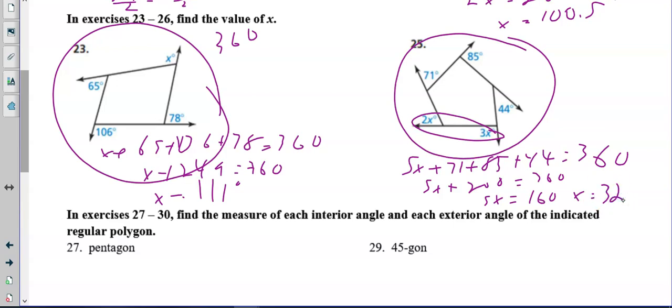Now notice x is 32. It's not 32 degrees because we'd have to plug in 32 here and here to find out the degrees. Here, x was 111 degrees because there was a degree answer.